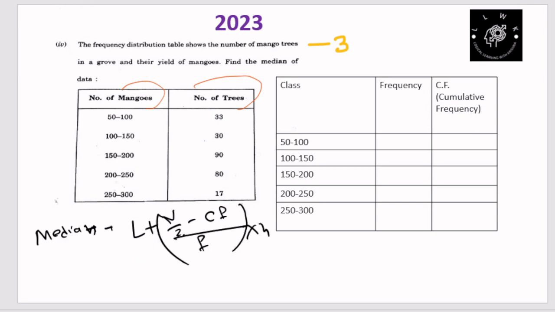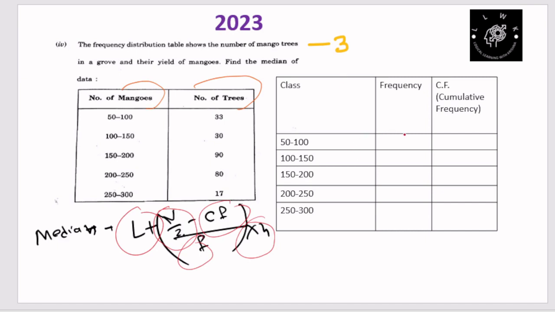So what is L in this case? Lower limit of the modal class. N by 2 is total frequency divided by 2. CF is the cumulative frequency of the previous class, and f is the frequency of that class. h is the class size, the class difference. Now how to get that?